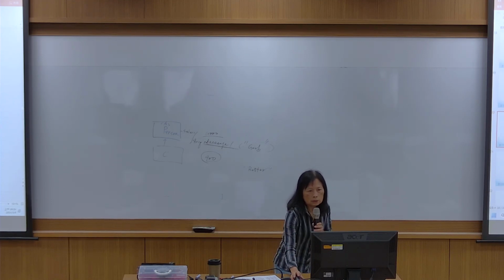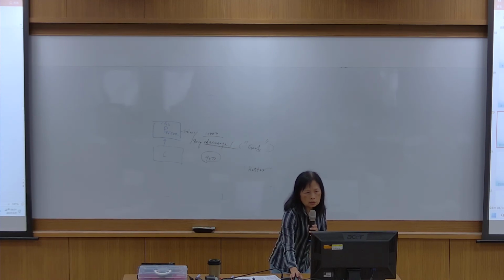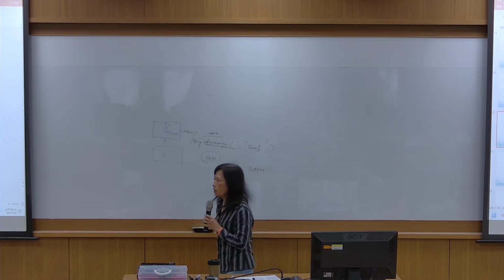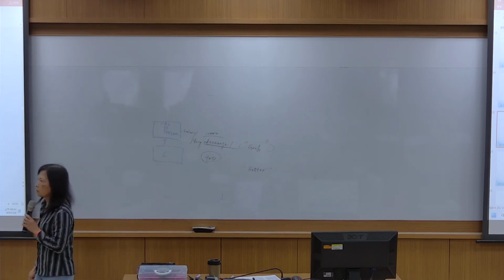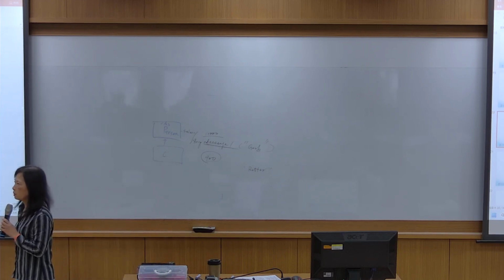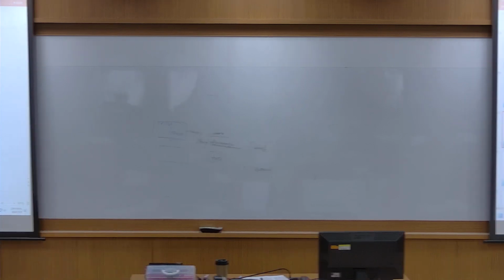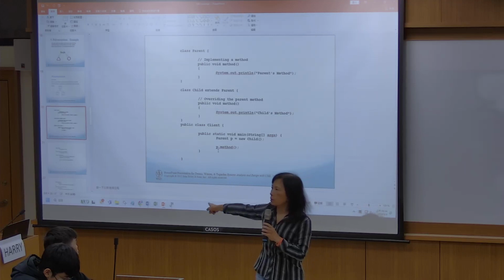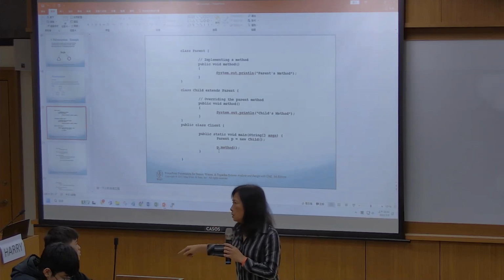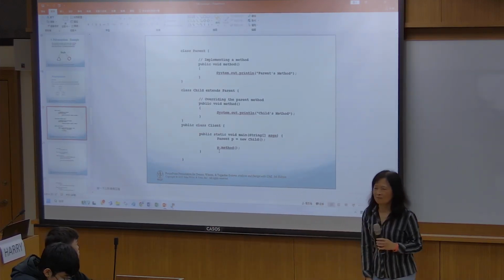Now we have parents, all right? Parents matter, and the child extends from parents. Child's matter. So parents new child. So here, P doesn't matter. What's the result? Para method. So here is a parent's matter. Yes, it's para method.